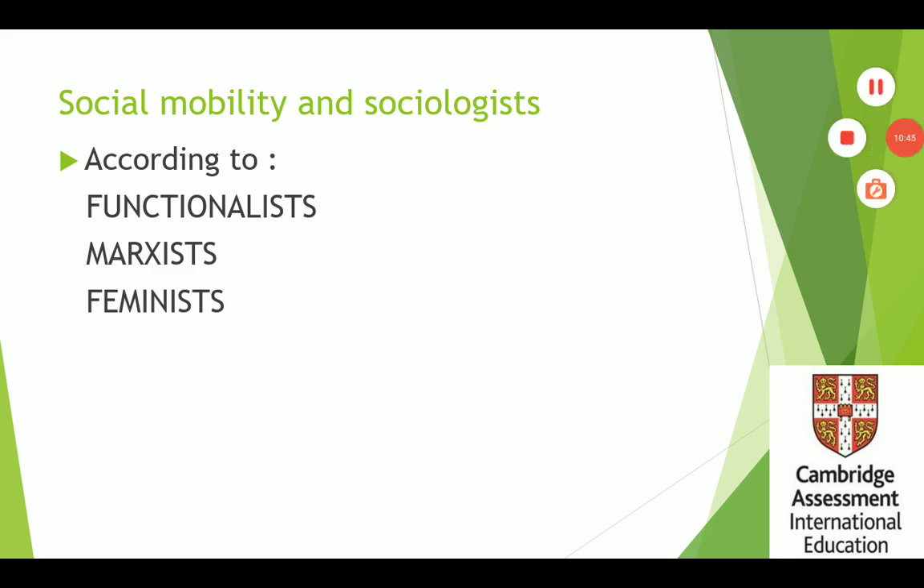So what do feminists say? Feminists say that social mobility is more favorable for men because they have more benefits, they have more power, but women are prejudiced against. So there are many gender inequalities. So these were the three views of social mobility according to the sociologists.